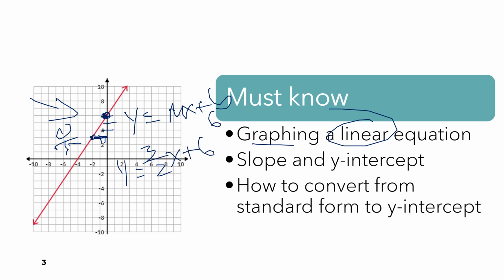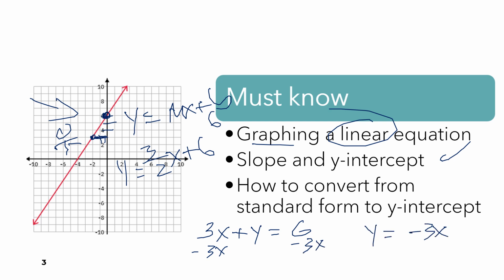You've got to be able to write an equation or take an equation and graph it. You can do that because we've done it together. You got to know your slope and your intercept. Whoops, we just did that. And then you need to know how to go from standard form to slope-intercept. So you need to know how to take an equation like this and put it in slope-intercept. Well, this one here, you just subtract 3x from both sides. And now that's in slope-intercept.